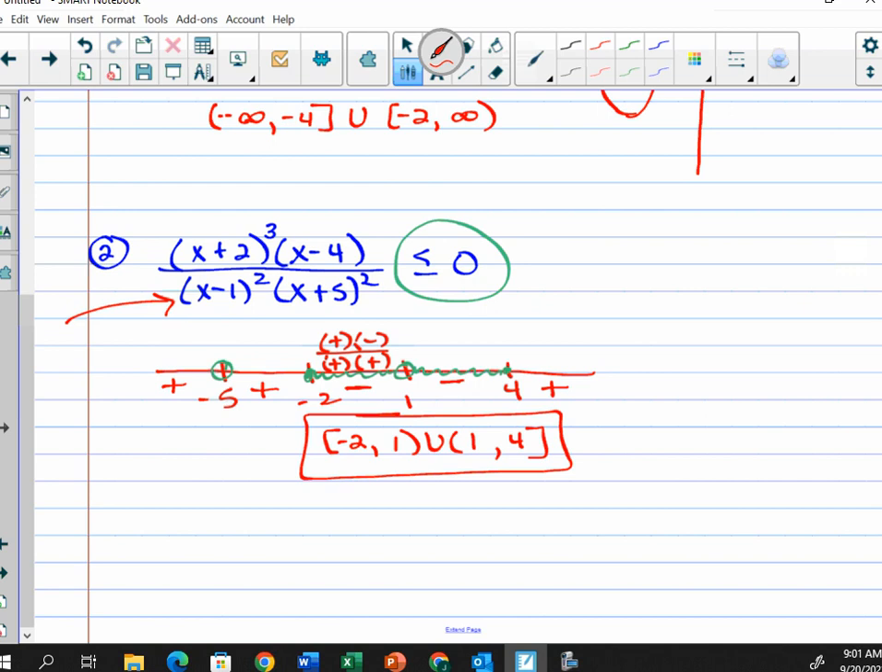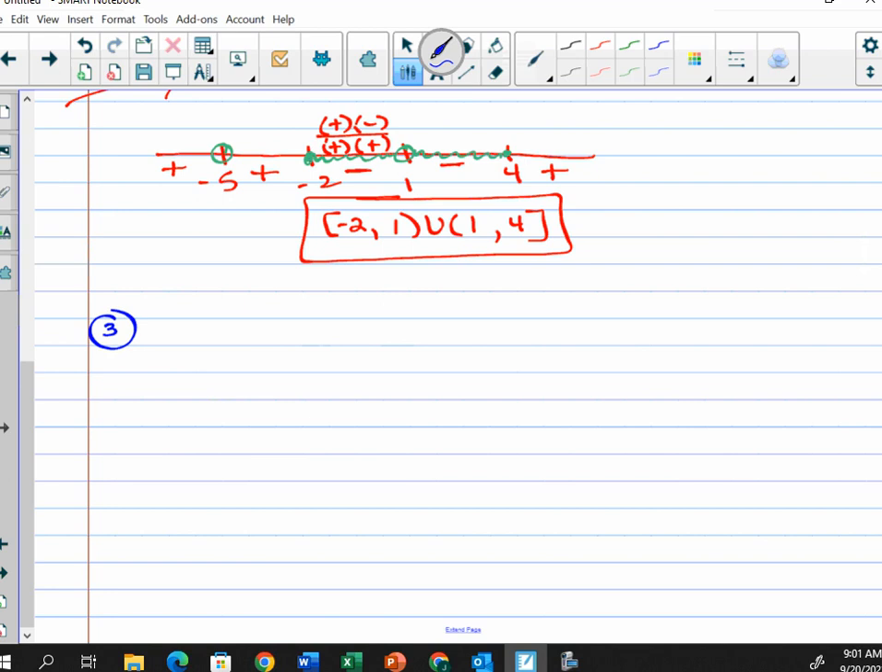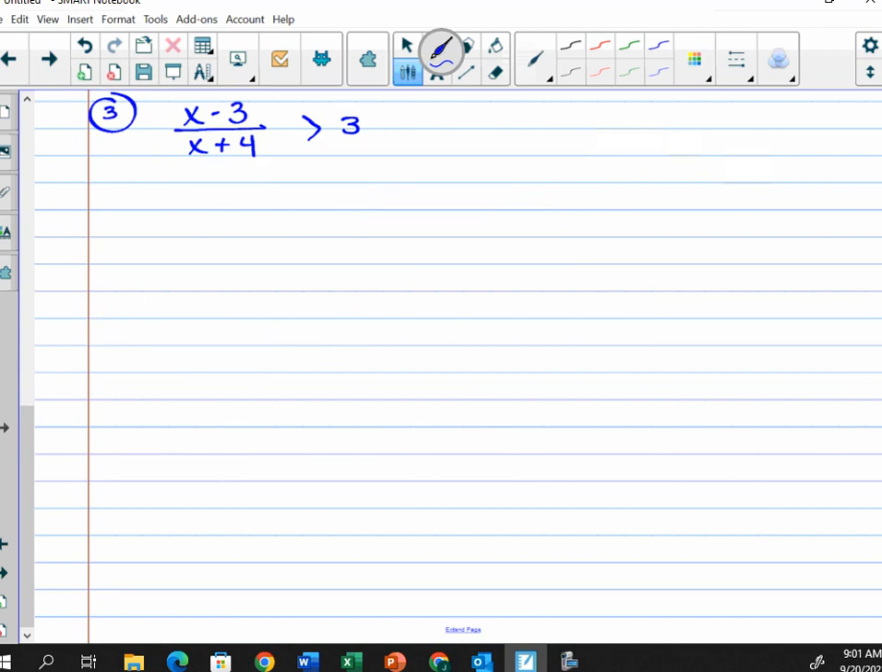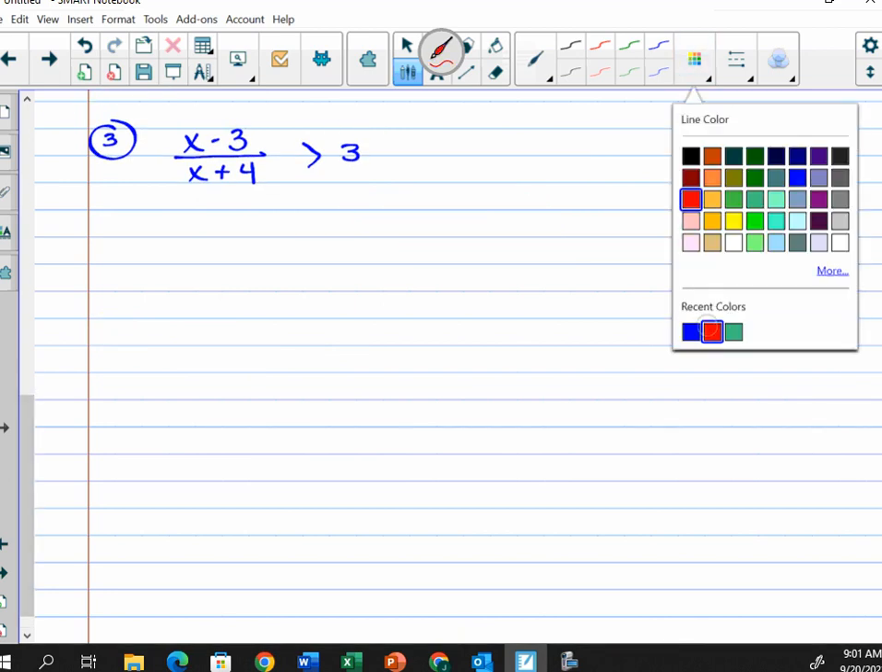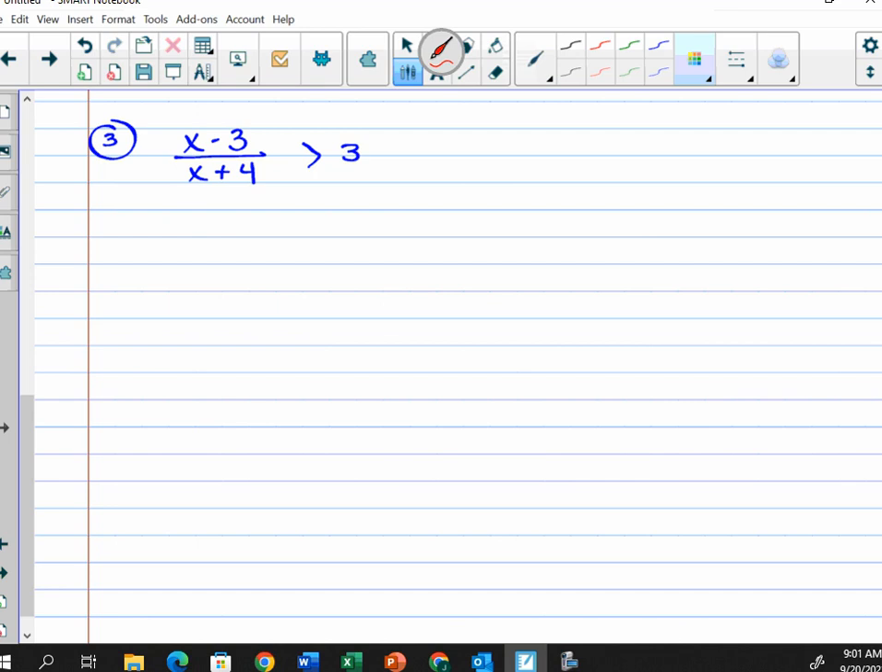Other questions? Are we getting the number line part? Okay. One more of these, and then we'll do our partial fractions. X minus 3 over x plus 4 is greater than 3. So we have a 3 over there, right? What do you think we'd like to have over there? 0. So I'm going to bring the 3 over.